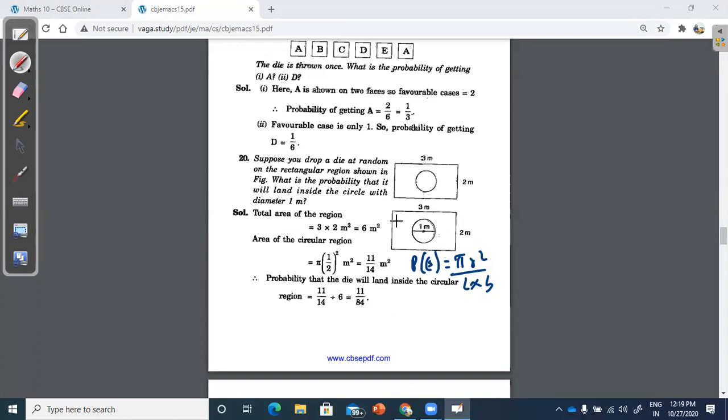And what will be the total? Total is L into B, length into breadth, because this is a rectangle. So 3 into 2, we get 6. So 11 by 14 divided by 6 will be 11 by 14 into 1 by 6. So we get 11 upon 84. So this is how we find the probability that it will land.